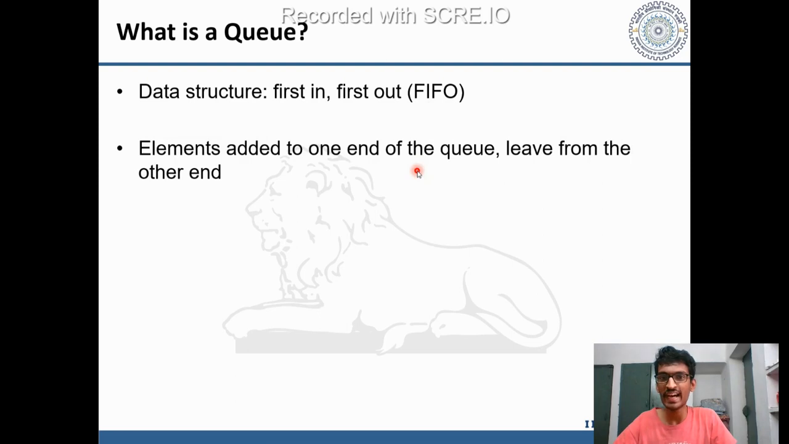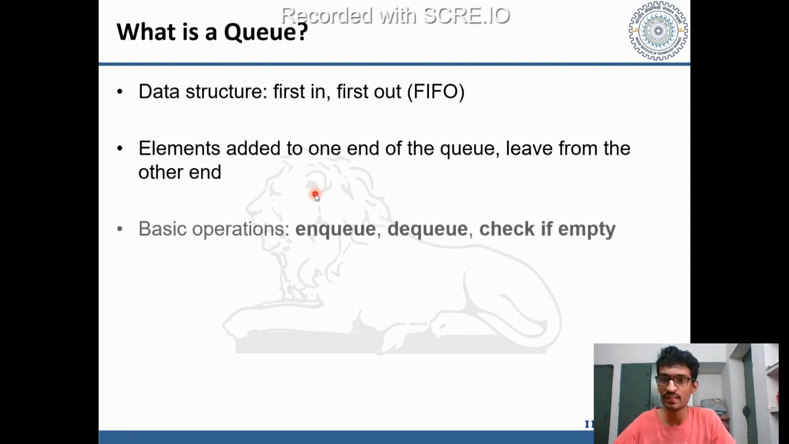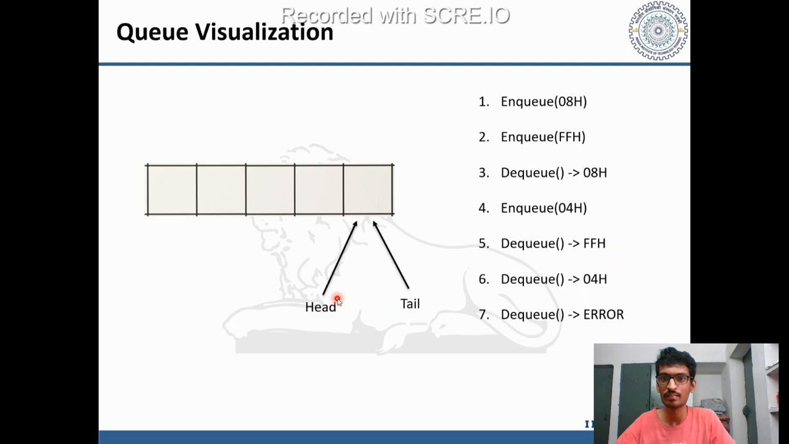The elements will be added to one end of the queue, but when you remove them from the queue, they will come out from the other end, so that the first element that entered the queue will also be the first one to leave the queue. So the three basic operations that must be provided by the queue data structure are enqueue, dequeue, and check if empty. These things will become clearer when I discuss the animation in the next slide.